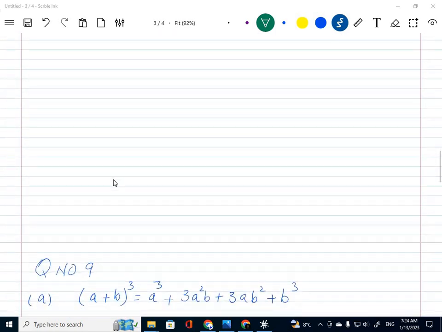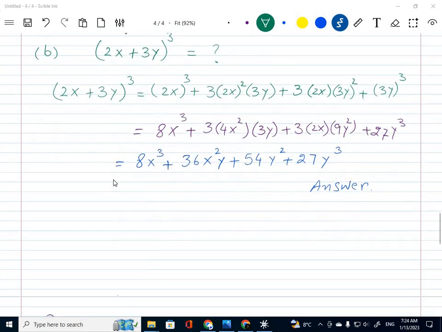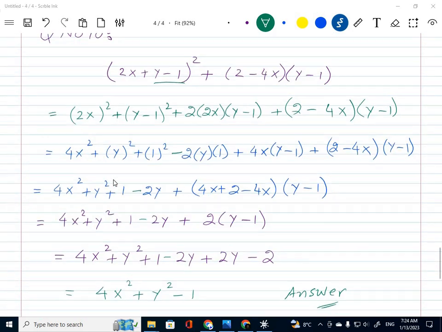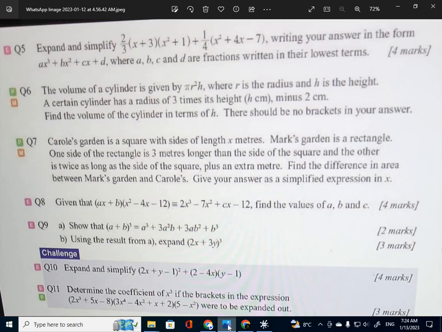In the previous two lectures I discussed question number 8 and question number 9. The two parts of question number 9 were discussed as well, and now I am going to discuss with you question number 10. So let's see the question first.